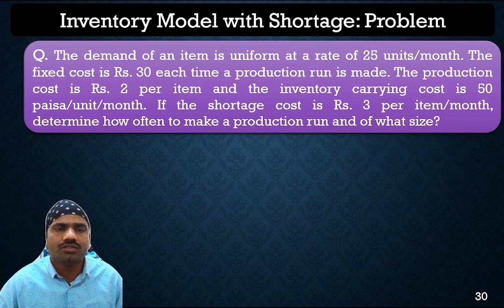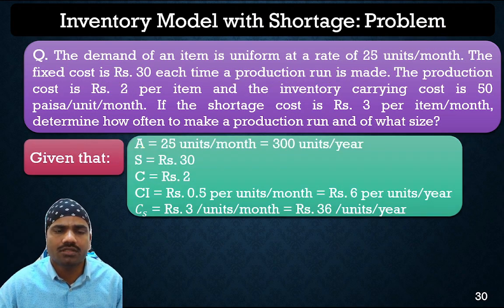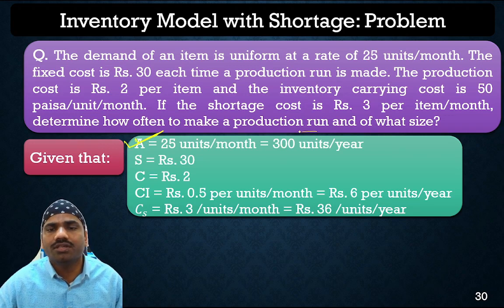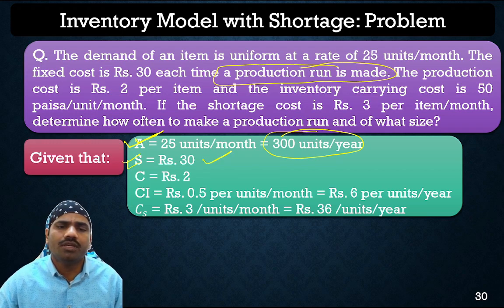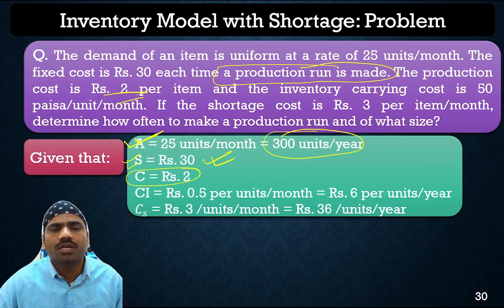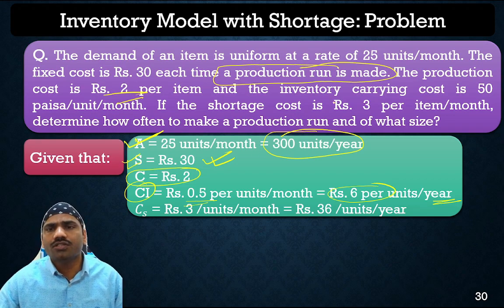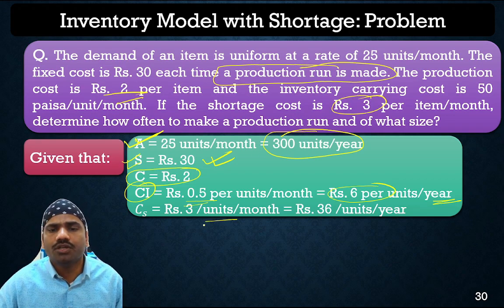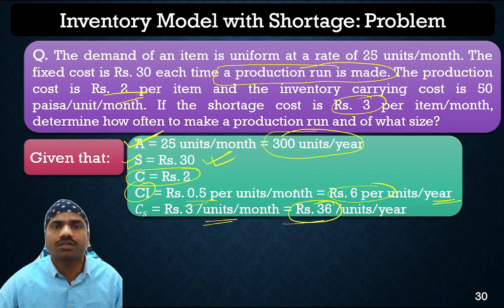So the parameters given are: annual demand, 300 units per year. We have the setup cost, or production run cost. Each time we run the production unit, we have to pay an extra cost, and that is rupees 30. Unit cost is rupees 2. Inventory carrying cost is half a rupee per unit per month, so we have 6 rupees per year. It is also mentioned that the shortage cost is rupees 3 per unit per month, so we have shortage cost as 36 rupees per unit per year.